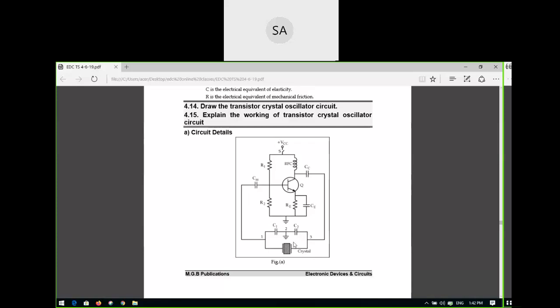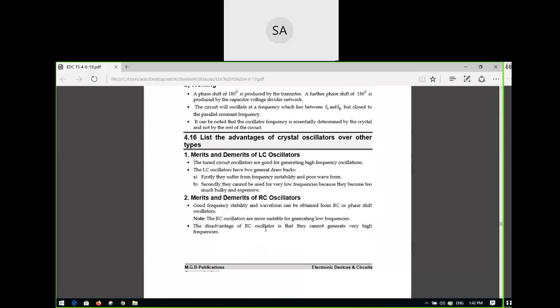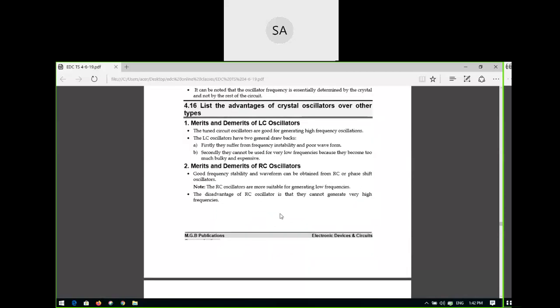So what is the major difference? It is only this crystal. If the crystal is different and the crystal is producing your fixed frequency output, that is the reason it is mostly used in all digital circuits, microprocessors and microcontrollers. Okay, so this is the crystal oscillator and its working principle. Is it clear?